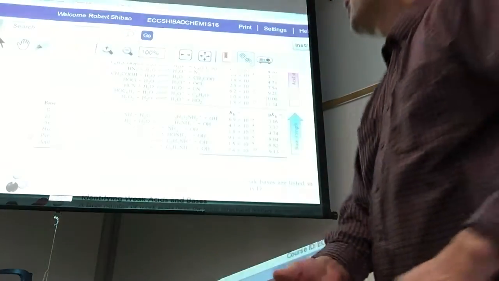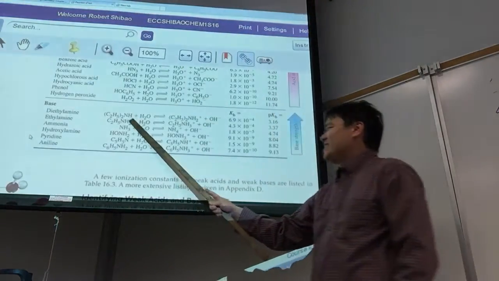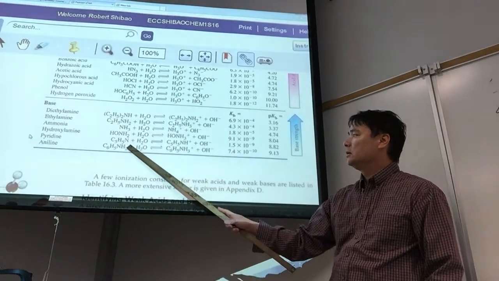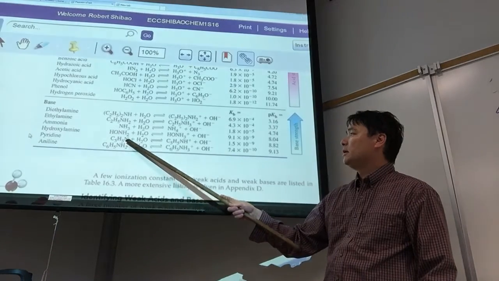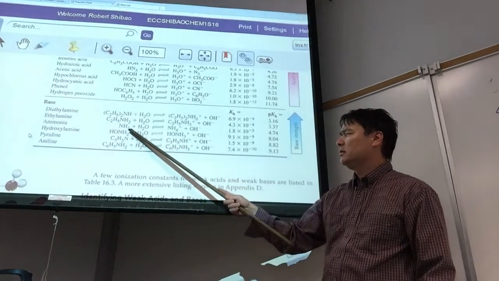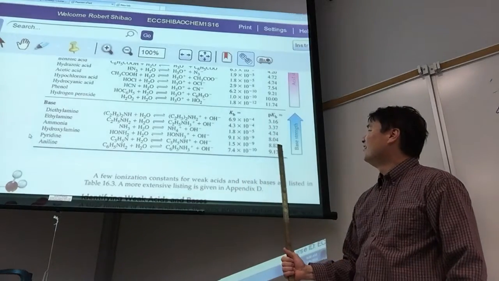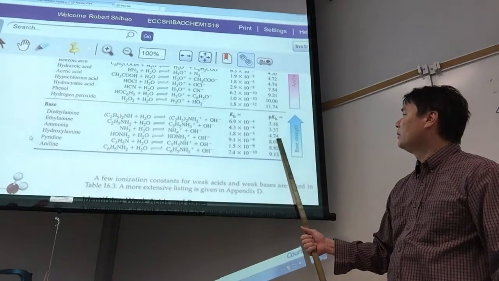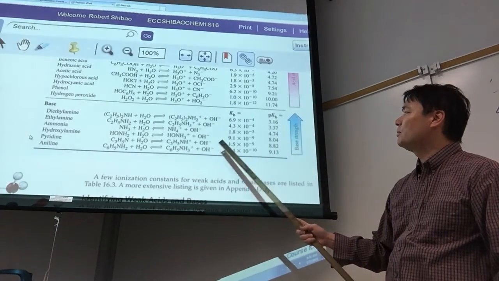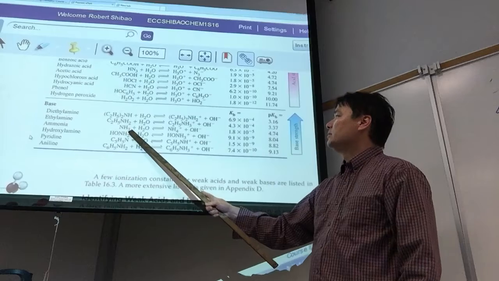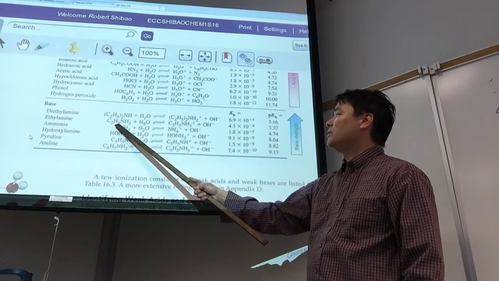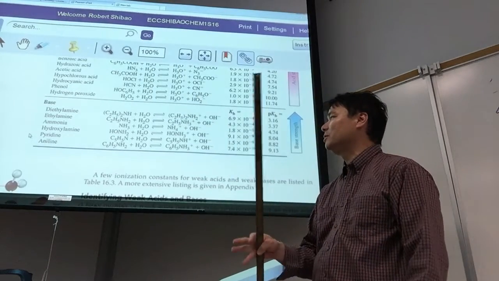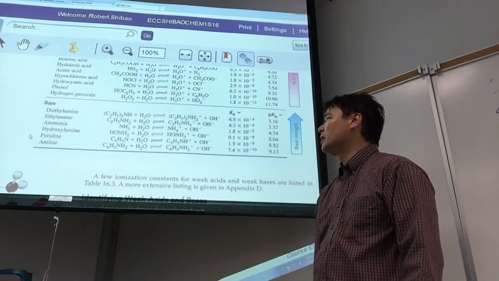Anyway, let's take a look at these. Here we have the bases and the conjugate acids. All these bases are the amines: aniline, pyridine, hydroxylamine. They all look like ammonia. When we look at the pKb's, the pKb is 4.74 for ammonia, but it depends on what you have bonded to ammonia. For example, if you bond a C2H5, a normal hydrocarbon, is that an electron pushing group or an electron withdrawing group?